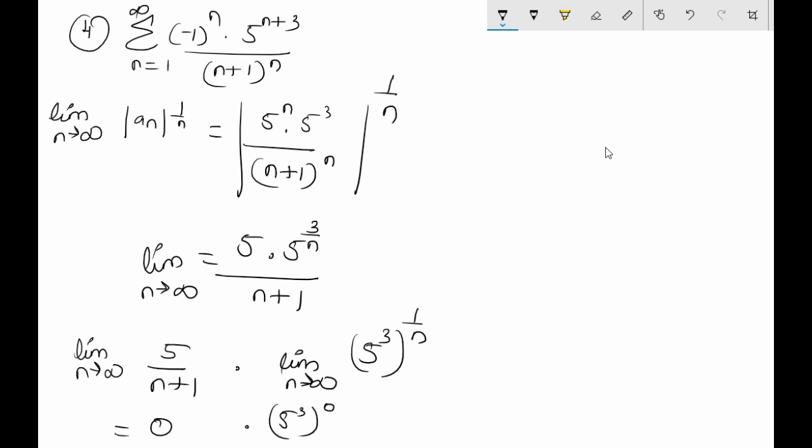So 0 into 1, we're going to get 0, and 0 is less than 1, hence it is convergent by root test.